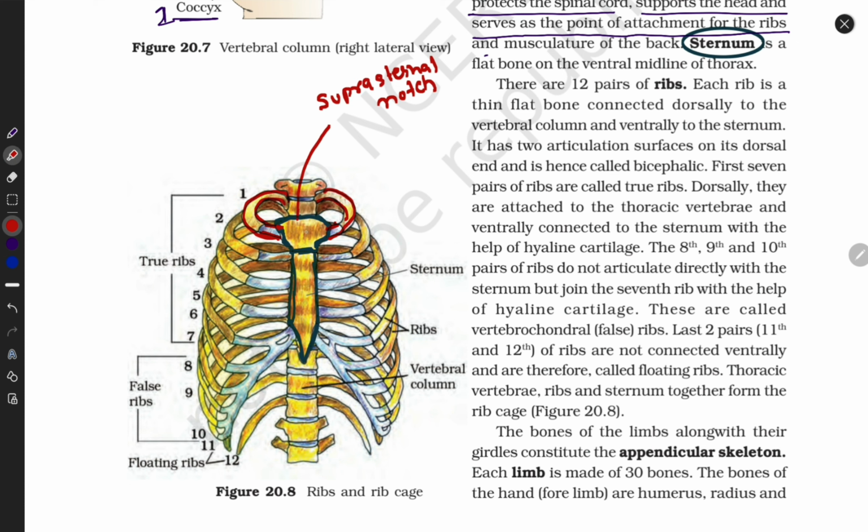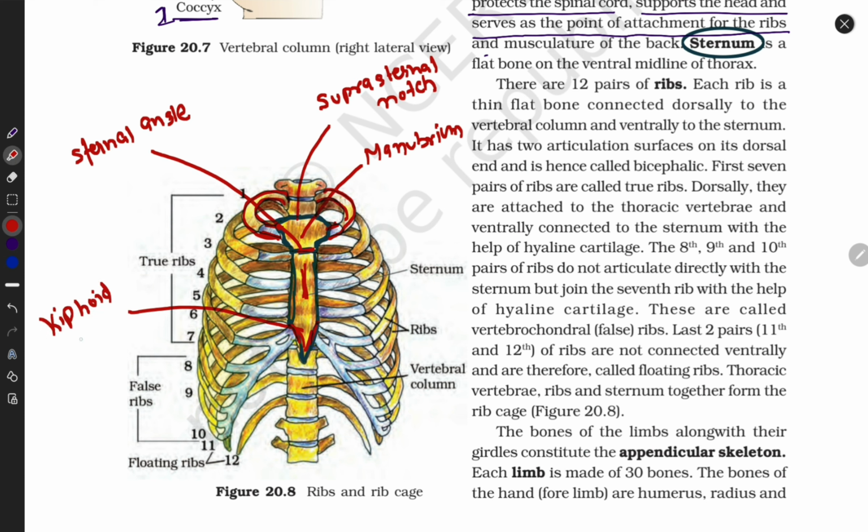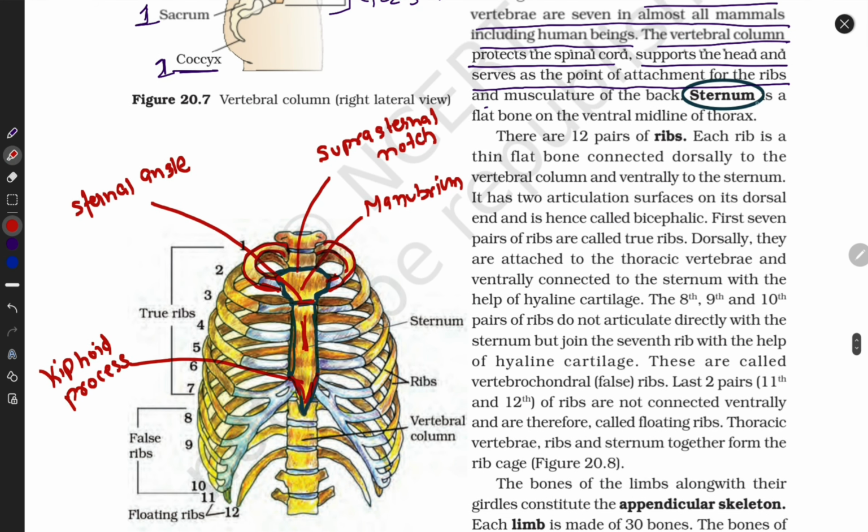Next, this part we can call the manubrium. Now this joining we call the sternal angle, and this is the bone part. And this process, many exams will ask about this, the xiphoid process. That's all about the sternum in your book. It is just one line, that's it.